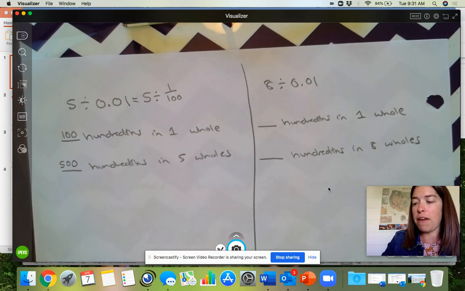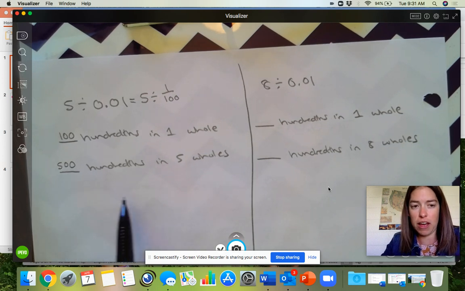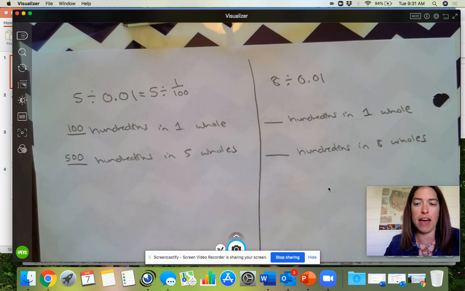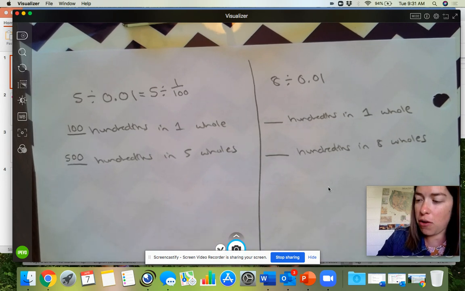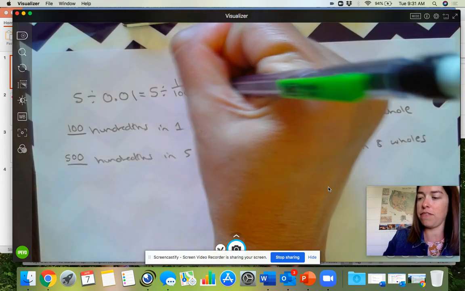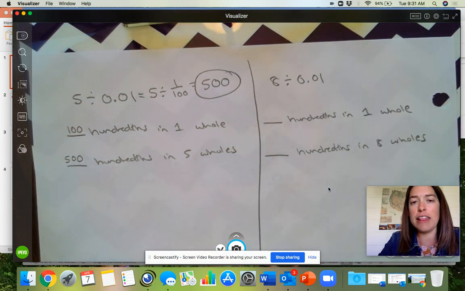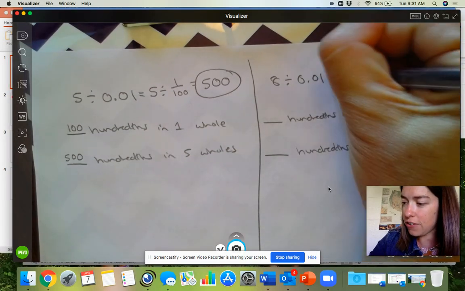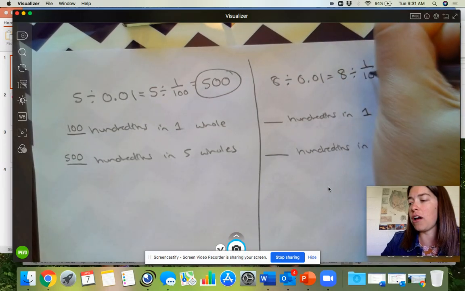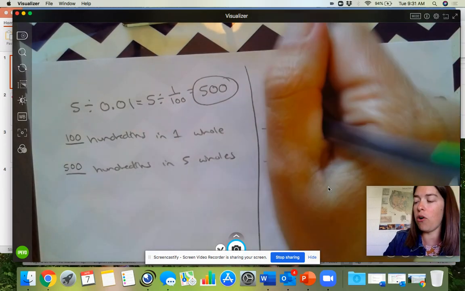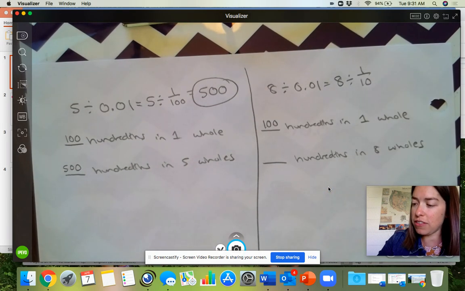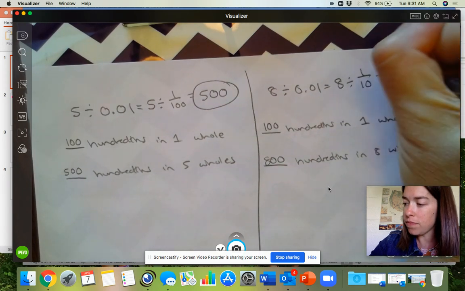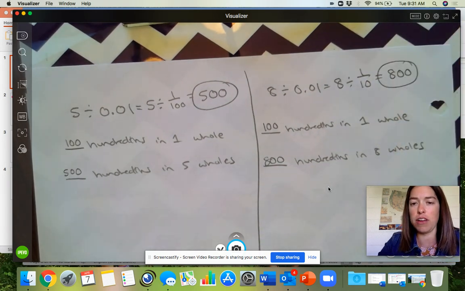I can picture my 5 whole pans of brownies, each one cut into pieces the size of 100th. That would be a total of 100, 200, 300, 400, 500 pieces. So 5 divided by 1/100 is in fact 500. All right, last one. 8 divided by 1/100. We rewrote that as a fraction. How many hundredths in one whole? 100 hundredths in one whole. So 800 hundredths in 8 wholes, for a total of 800.